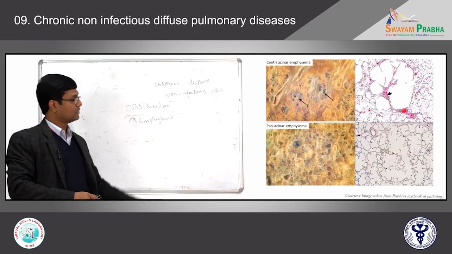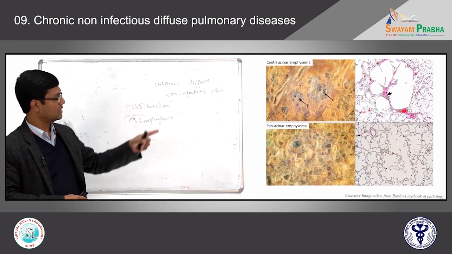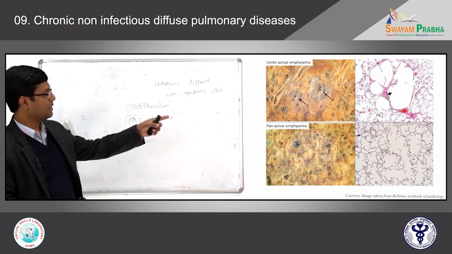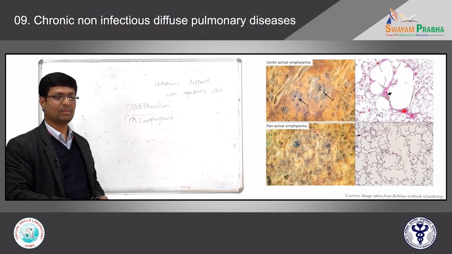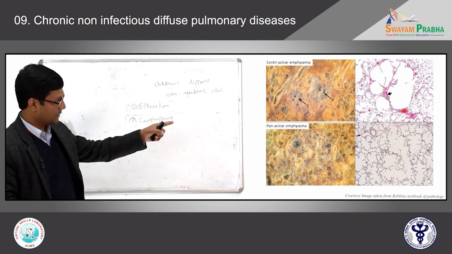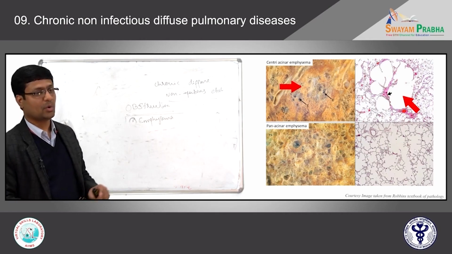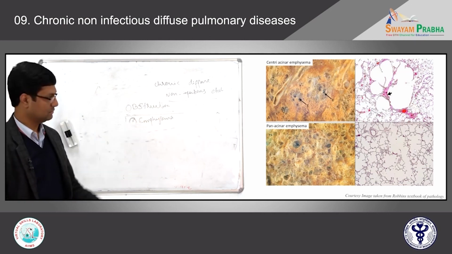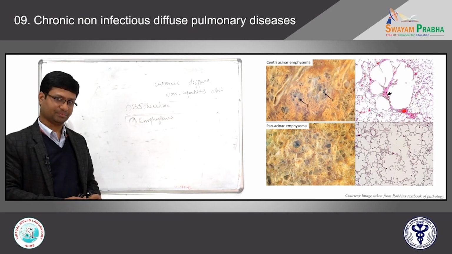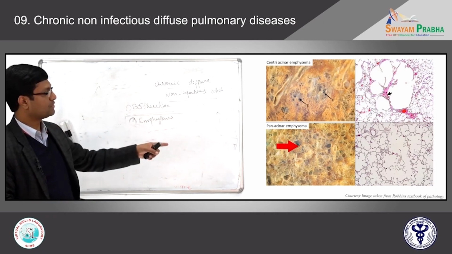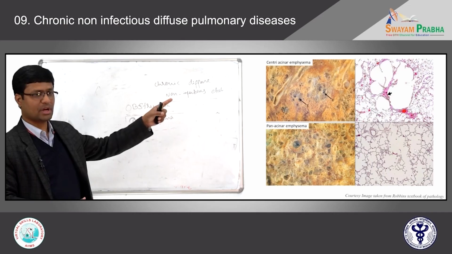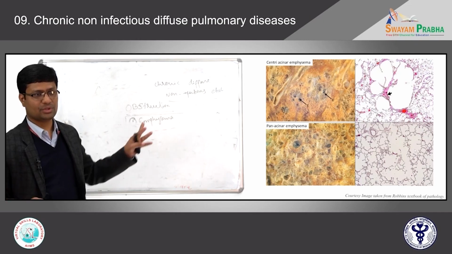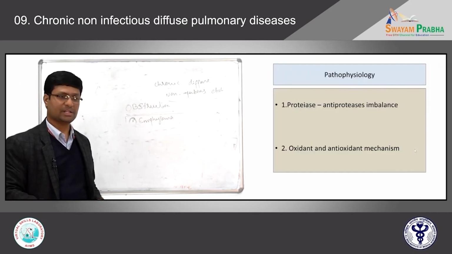Let's see. Can you see there are two important pictures. On the left side you have gross pictures and on the right side you have microscopic pictures. The upper picture shows centriacinar emphysema. You can see the arrow mark there. Centriacinar means only the terminal respiratory bronchiole is enlarged. If you look at the adjacent alveoli and alveolar sacs, they are essentially unremarkable. The lower picture shows panacinar emphysema. When you compare the upper picture with the lower picture, the whole of the lung alveoli are uniformly enlarged. So these are two examples of centriacinar and panacinar emphysema.